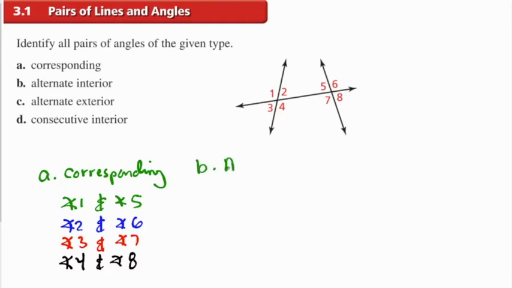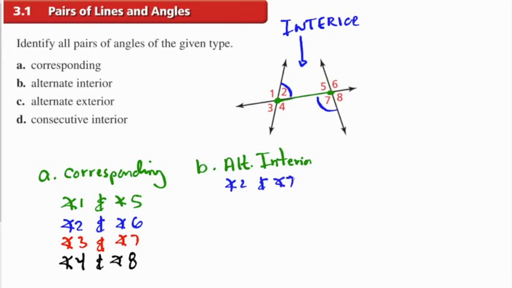B is asking for alternate interior angle pairs. So we find our intersection. This is our transversal. Here is our interior region. So find something that switches which side of the transversal it's on and is both in the interior, and we see angle 2 and angle 7. Find a different pair that switch the side of the transversal they're on and both exist in the interior, and we find angle 4 and angle 5.